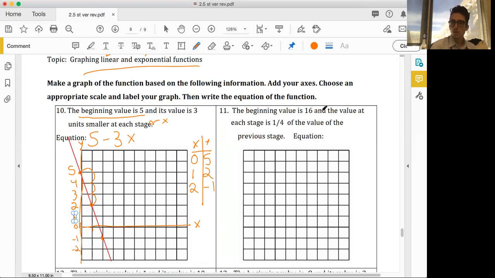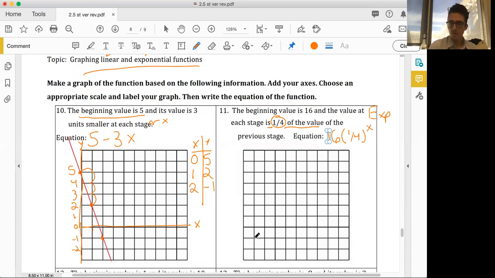All right. Beginning value is 16, and the value at each stage is 1/4 of the previous value. So we keep multiplying this by 1/4. So anytime I see a fraction, each stage is 1/4 of the value. I think of that as multiplication, which in this case would be exponential. Okay, so definitely keep x in there. Start your numbers at 16.